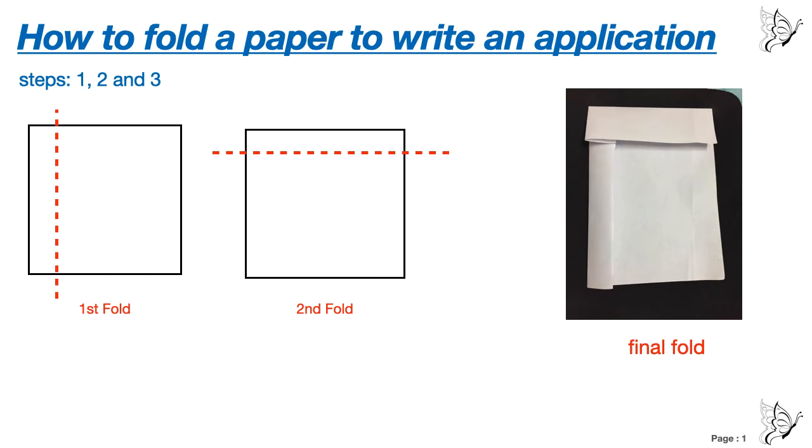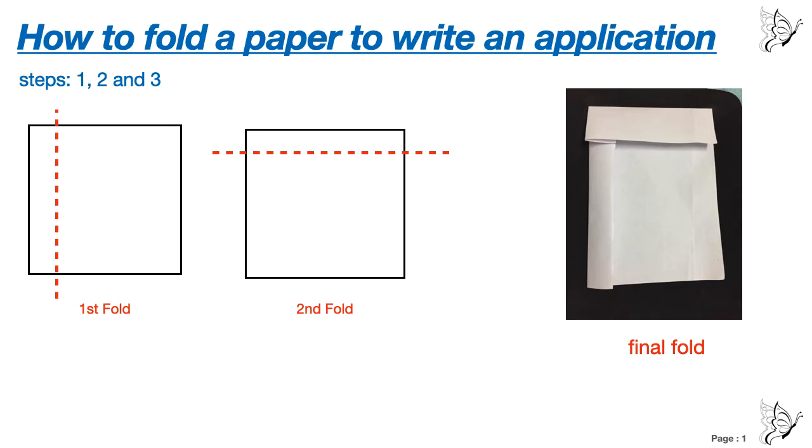Before starting the letter, I would like to tell you how to write an application using a paper, how to fold it. Now you see the first fold. Can you see the red dash here, red dots? First you have to fold this side, and then you see the second fold on the top, right? That is where the red dots are given. You have to fold there, first fold and second fold, and you see the final fold. It looks like this. Understood? This is the final fold.